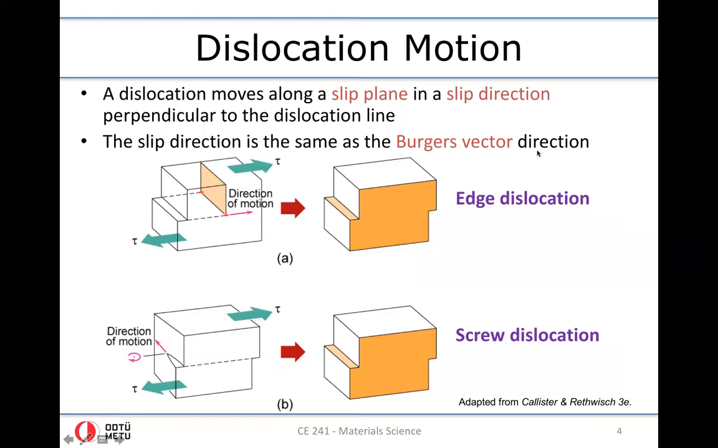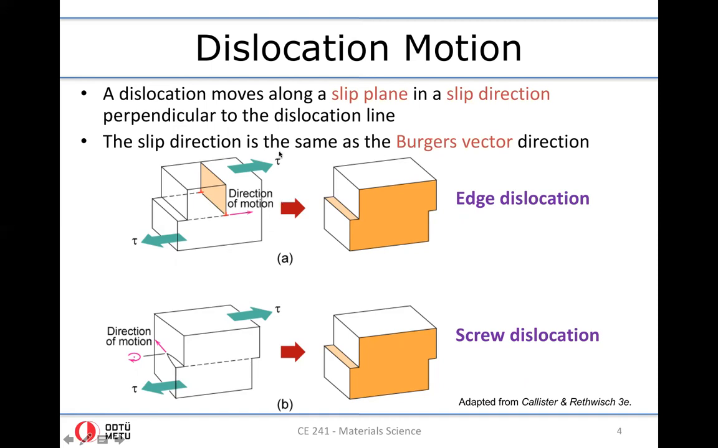One is called the edge dislocation, while the other one is called the screw dislocation, as you know. So in the case of edge dislocation, when it is subject to the shear, the motion is actually the same as what we have seen in the previous movie. The dislocation moves along the slip plane in a slip direction, and that is perpendicular to the dislocation line. Okay, so in this case, the dislocation line in the edge dislocation is in the out of plane direction, and a dislocation moves in the direction of the motion.